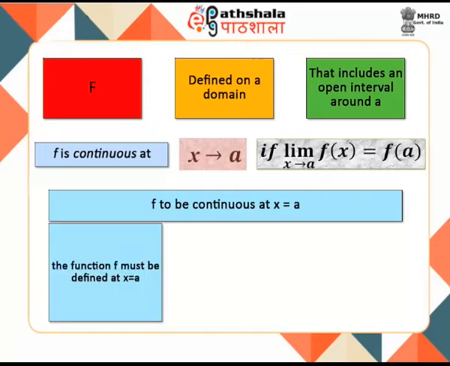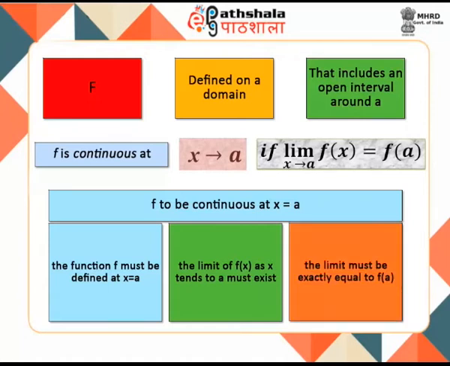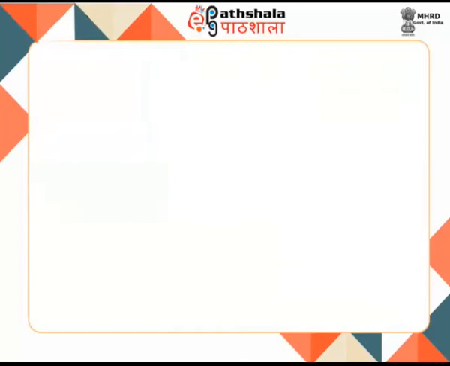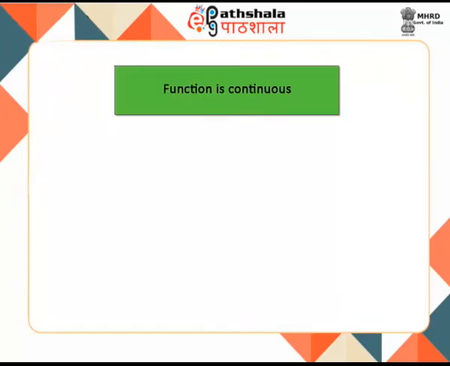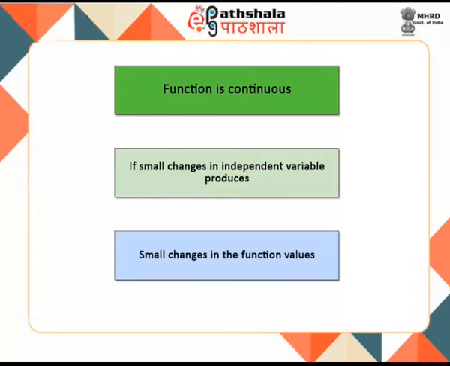The function f must be defined at x equal to a. The limit of f(x) as x tends to a must exist. The limit must be exactly equal to f(a). Roughly speaking, a function is said to be continuous if small changes in the independent variable produce small changes in the function values, otherwise it is said to be discontinuous.